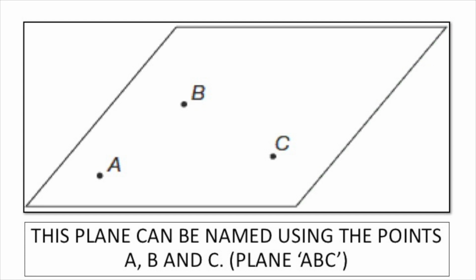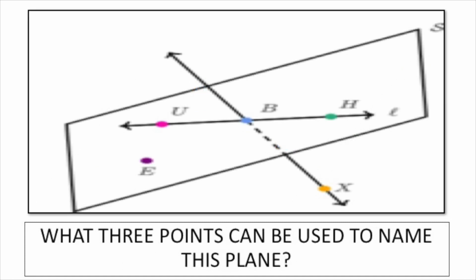Well done, guys. Now, put your thinking caps on. Let's see if you can tell me what 3 points can be used to name this plane. Okay, now remember, we can't use the points in a straight line. We can't call it plane U, B, H because they're in a straight line. Can anybody think of 3 points we can use?